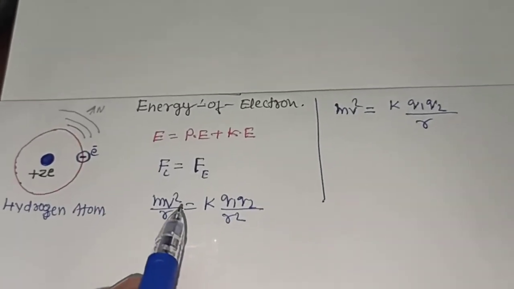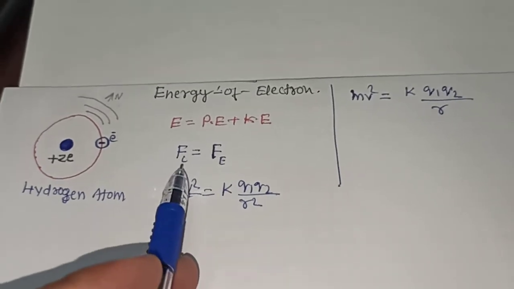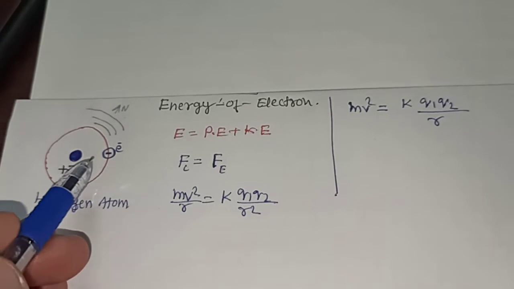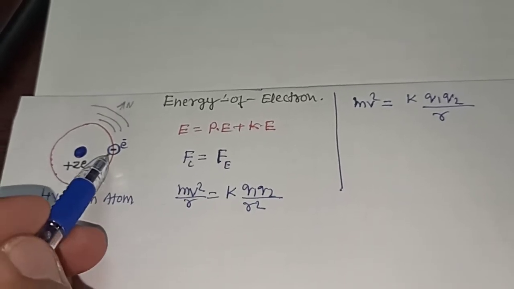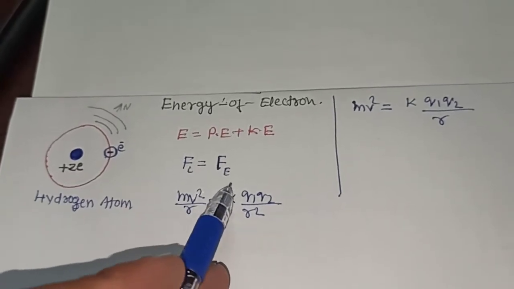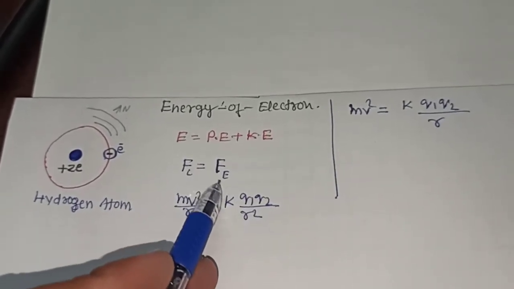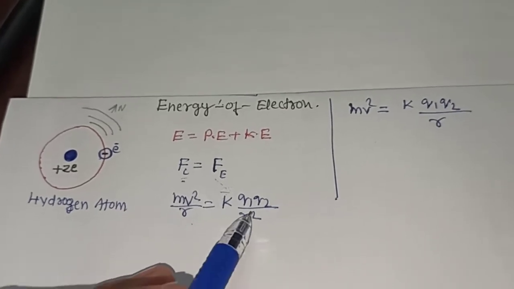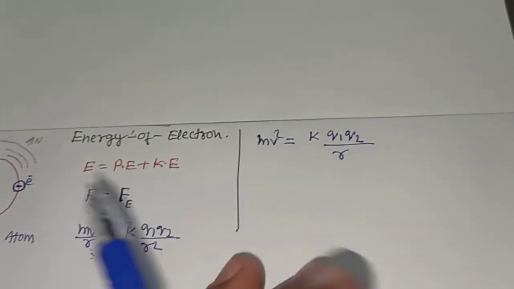So you can see that the centripetal force is equal to the electrostatic force. You know that the electron revolves around this, so that this positive charge attracts the negative charge. We are applying the force between the two charges, so that is the electrostatic attraction force formula. You can see that is the centripetal force formula. r will be cancelled, so you will get this formula.